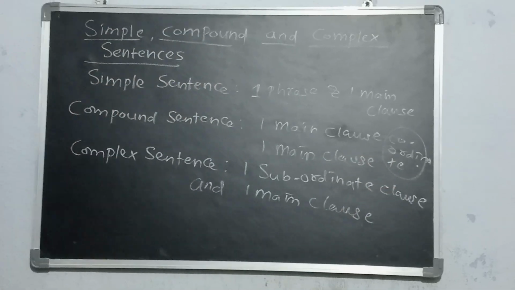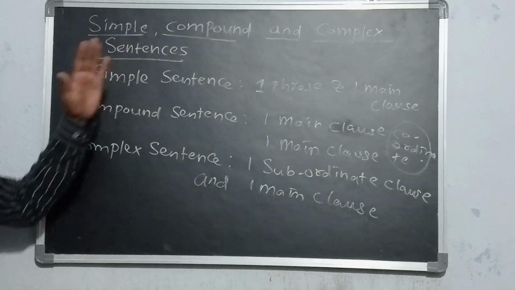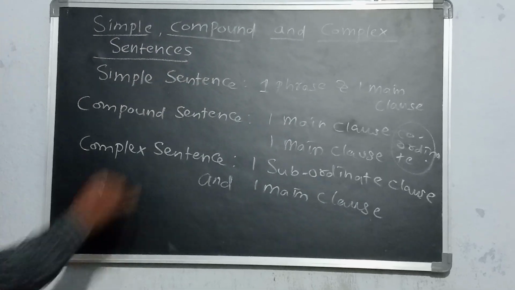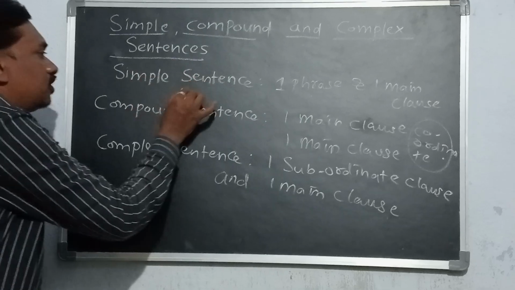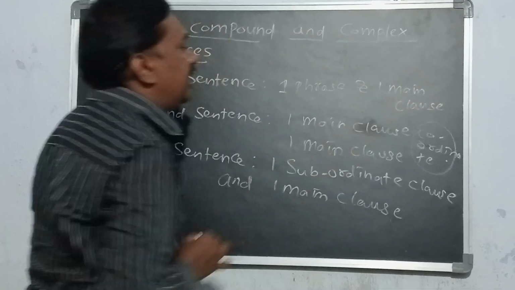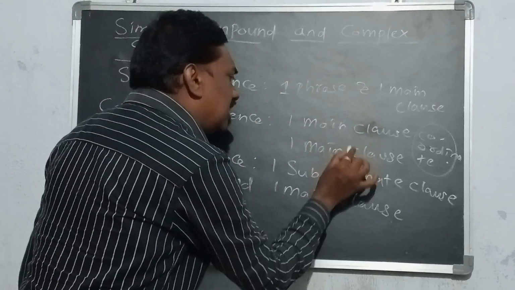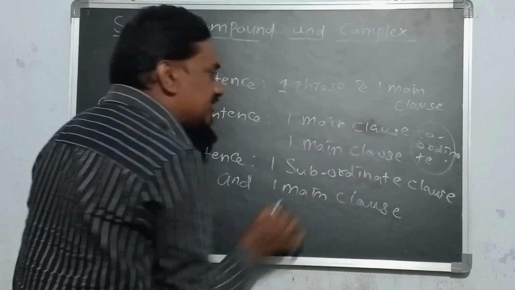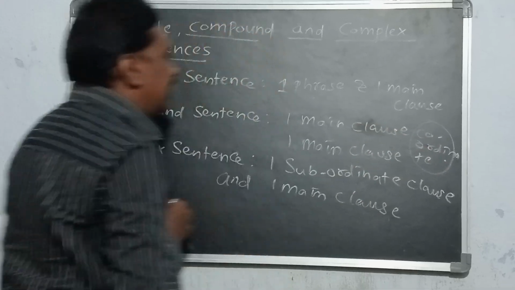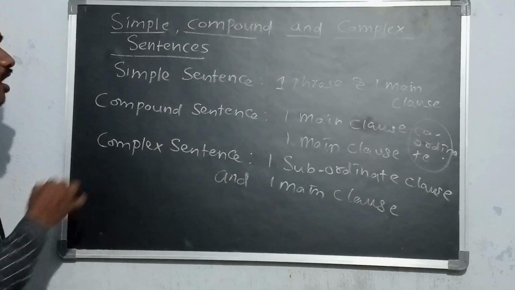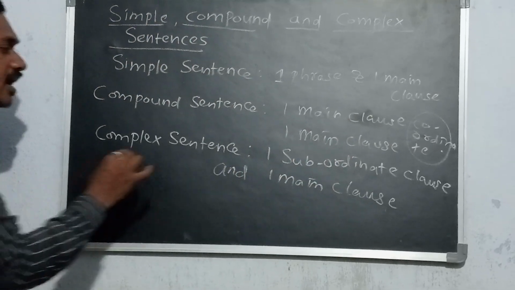Okay, simple, compound and complex sentence. Before going to learn this topic, first we should know what is a simple sentence, what is a compound sentence and what is a complex sentence, right? The structure of the simple sentence is one or more phrases, one main clause. Compound sentence: one main clause and one main clause, that means two main clauses combined with coordinative conjunction. Next, complex sentence means one or more subordinate clauses and one main clause.